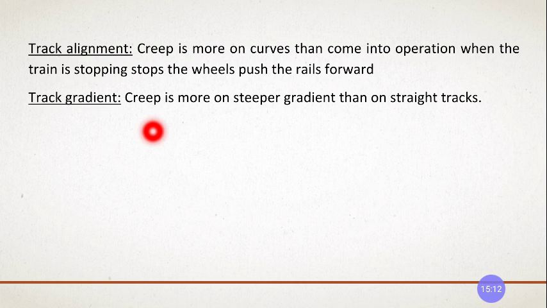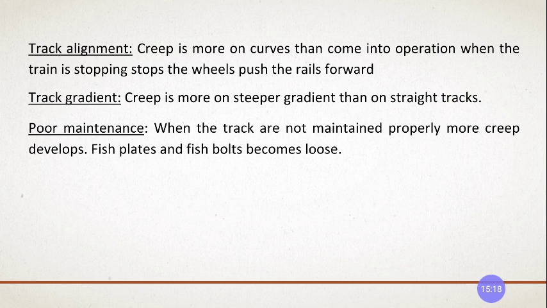Track gradient: creep is more on the steeper gradients than the straight tracks, right? Poor maintenance: if the track is not maintained properly, more creep is developed. Fish plates and fish bolts will become loose.